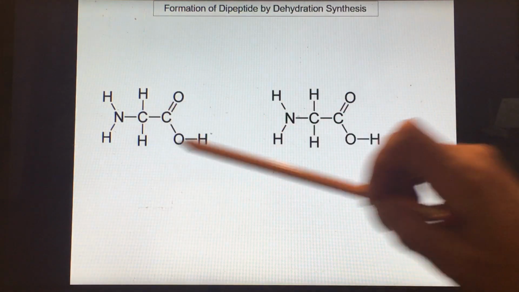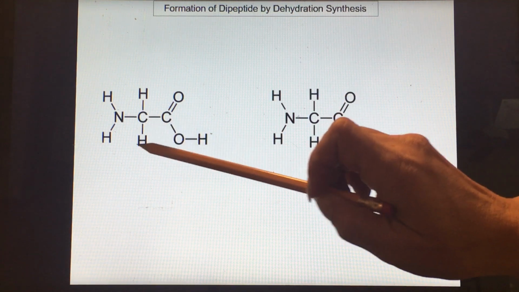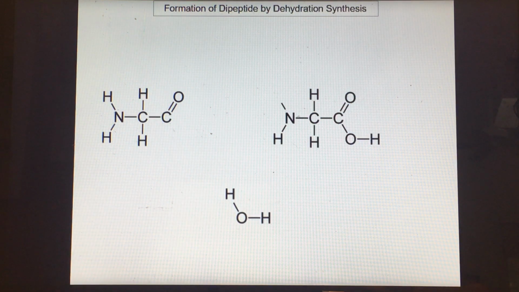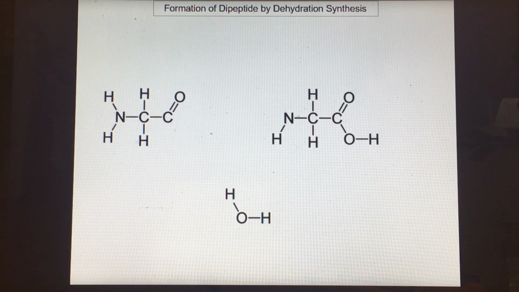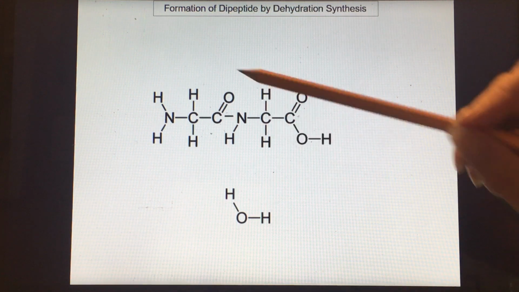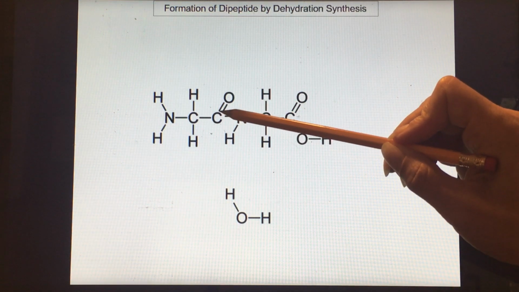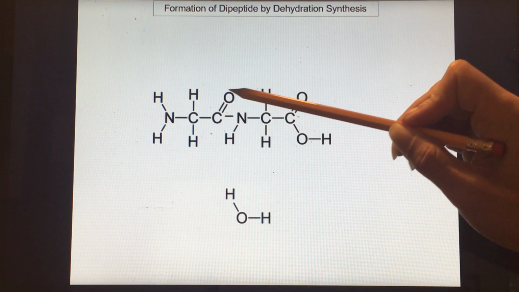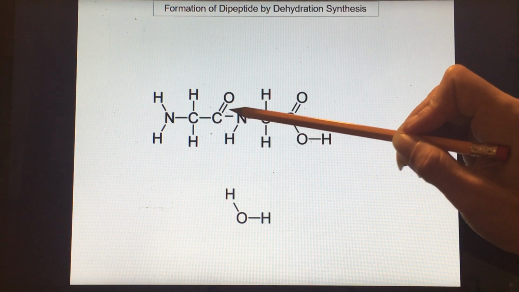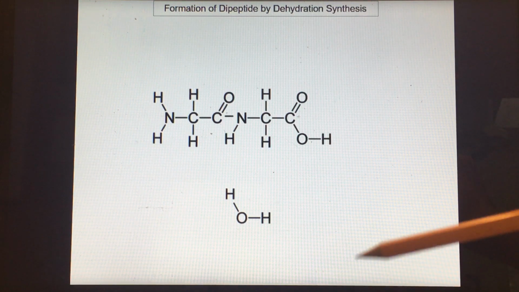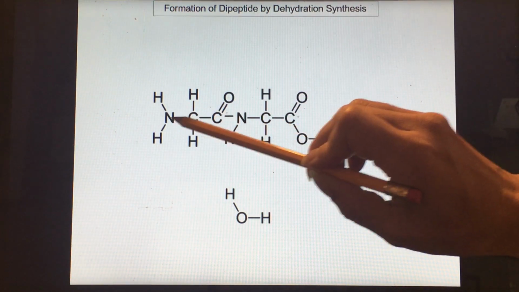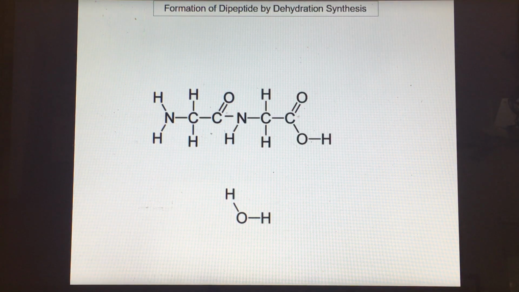These are two of the simplest amino acids because the variable group is just a hydrogen. And the H and the OH come off to make room for the bond between the carbon and the nitrogen. You can always tell where the bond is: if you find the carbon that is still double bonded to an oxygen and also bonded to a nitrogen, that is your peptide bond. And you also can tell how many amino acids you have by counting the number of nitrogens. So there's 2 nitrogens, so this is a dipeptide.